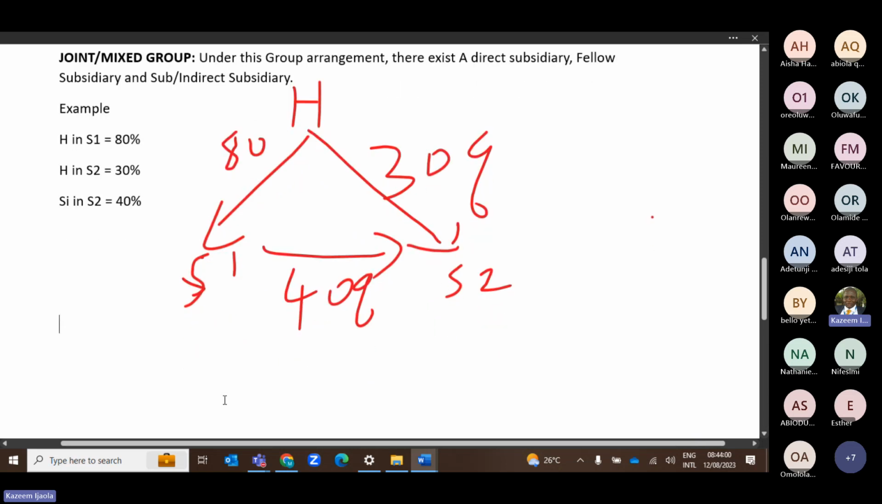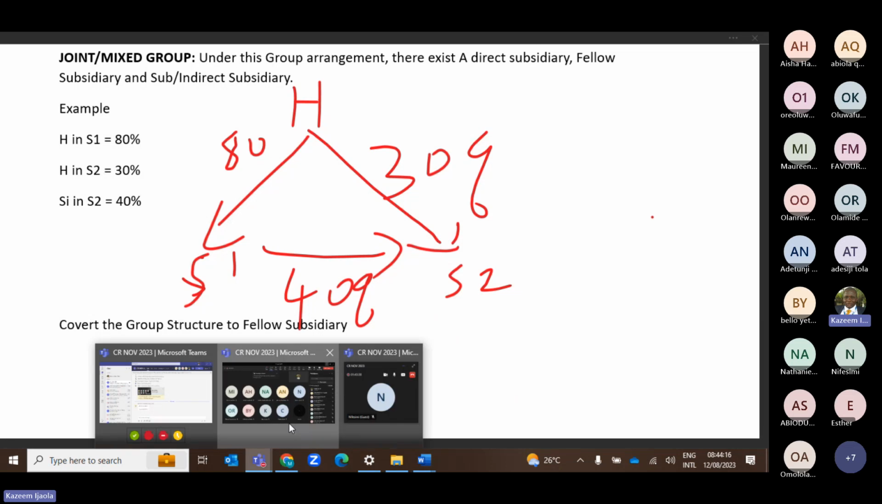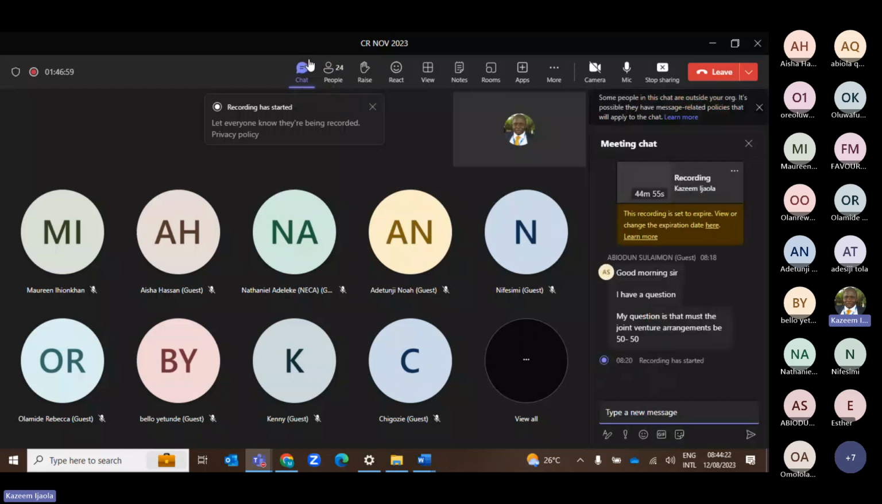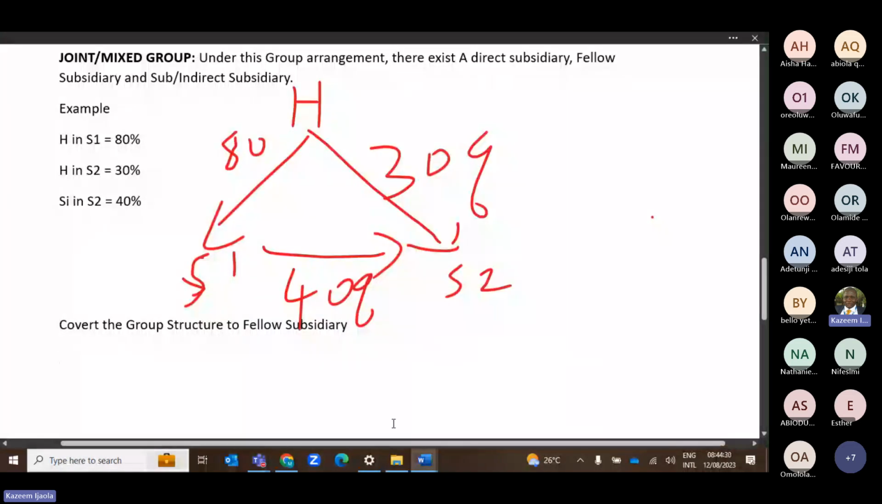So how do you now consolidate? The first thing you do is convert the group structures to fellow subsidiary. Who is at the gate that wants to join the class? The first thing you do is to convert the group structures to fellow subsidiary, right? So how do we do that now? First, we know that H in X1 is 80%.